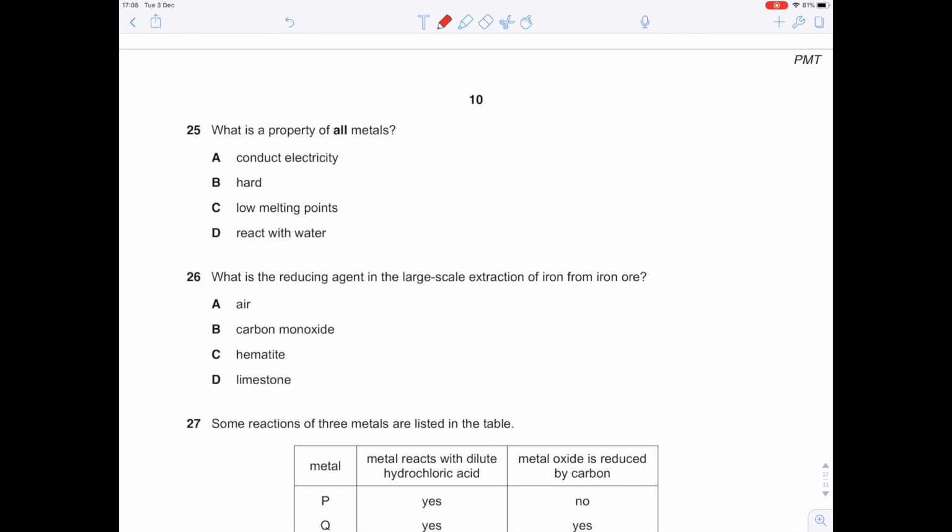What is the property of all metals? They conduct electricity. Yeah, they all do due to delocalised electrons. The crucial word here, by the way, is all. They're not all hard. The exception here is group 1 metals, which are soft. They have low melting points. Well, that's kind of false. They have a mixture. Some have very high, some have fairly low. Do they all react with water? No, they don't. That's untrue as well. So that's why A is the answer.